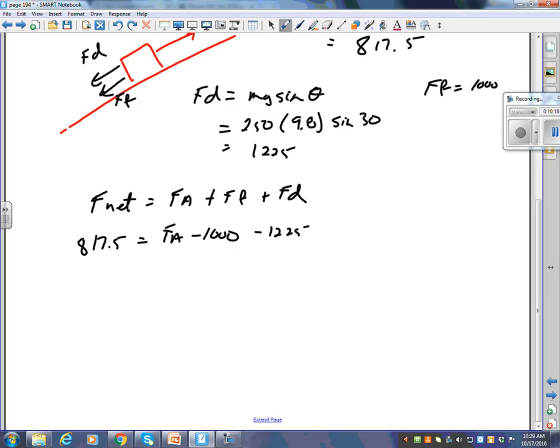Okay. We had a very similar question in grade 11, I remember, with a truck that was just on the flat surface. So the minus 1,000 and the minus 1225 are going to go to the other side and become positive. And I'm going to have 817.5 plus 1,000 plus 1225 is equal to my applied force. And as we predicted, the applied force is going to be significantly more. I get 3,042.5 newtons.